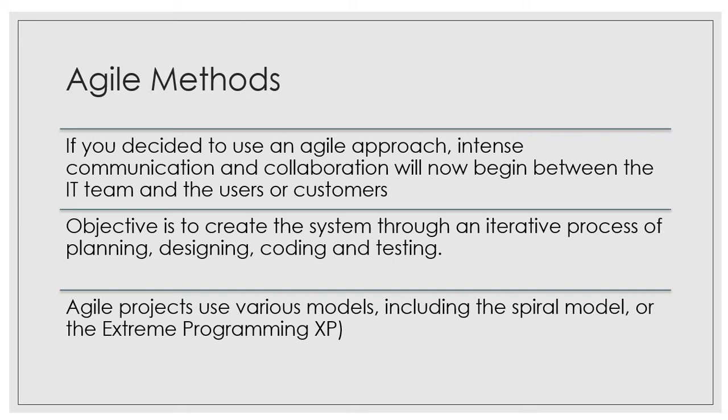Alright, in contrast to the traditional method, the agile method is more towards intense communication and collaboration between the IT team and also the users or the customer. The objective is to create the system through an iterative process of planning, design, coding, and also testing. So we have several models under the agile method. Okay, we have the spiral model, or also we have extreme programming, which is the XP.